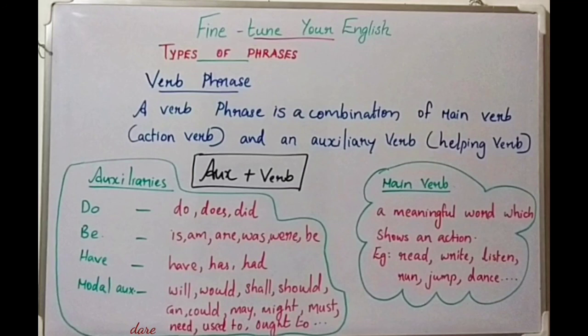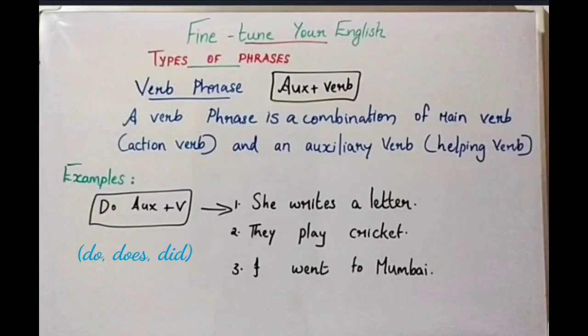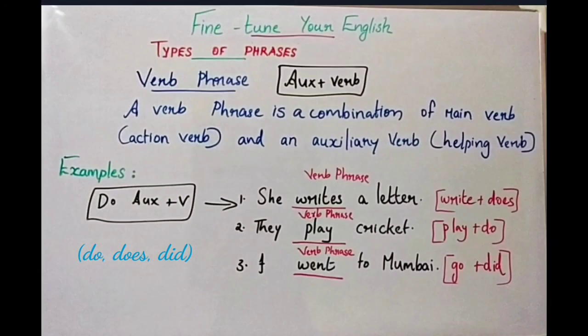Then form of a verb phrase is an auxiliary plus verb. But for the case of do auxiliaries like do, does and did, there is a change. We couldn't say them separate from the verb. It will be along with the verb. See the examples given here. She writes a letter. They play cricket. I went to Mumbai. In these examples, the verb phrase is a single word. We couldn't see auxiliary separate from the verb.